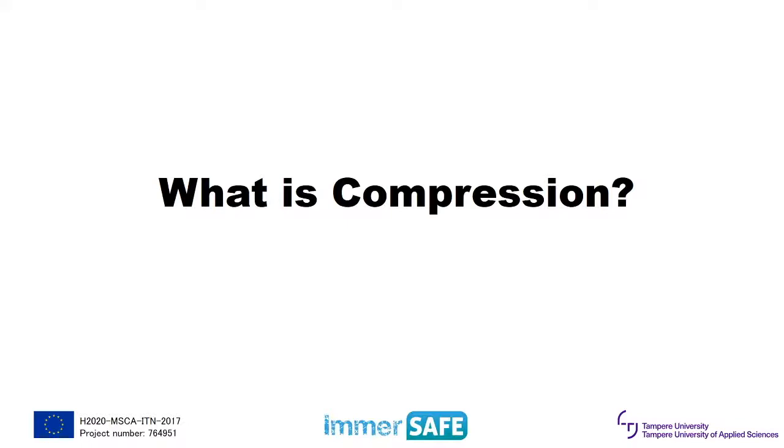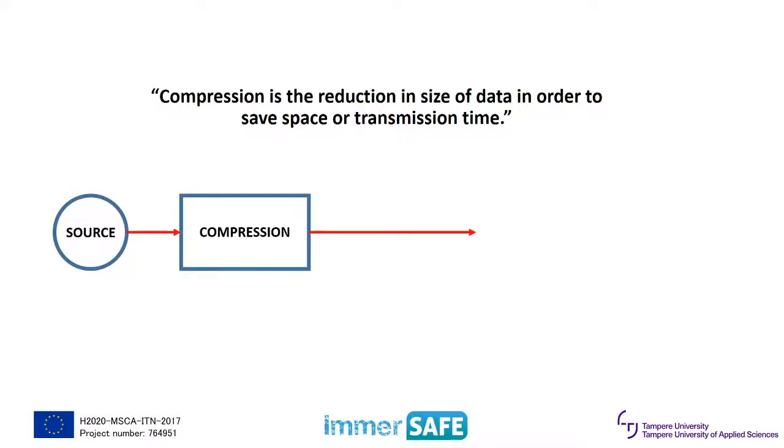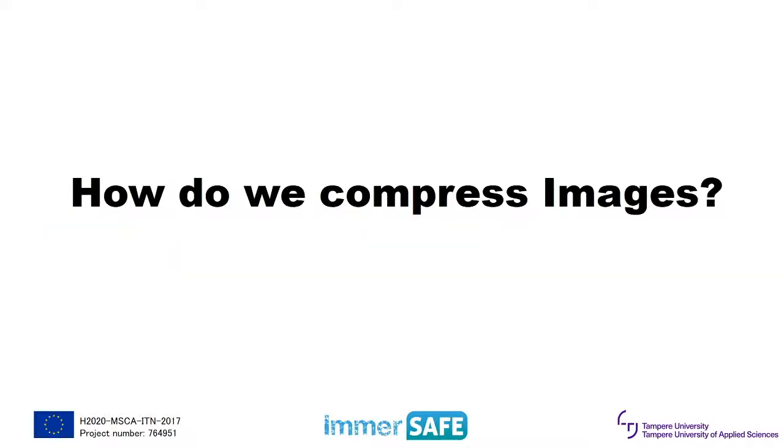Then, on the other hand, what is compression actually? Compression is the reduction in size of data in order to save space or transmission time. In our case, to save space for our image, to then be able to easily transfer it or upload it whenever we want. So let's think that, for example, our original image has a size of 2.5 megabytes, and after the compression, it will have a size of, for example, 1 megabyte.